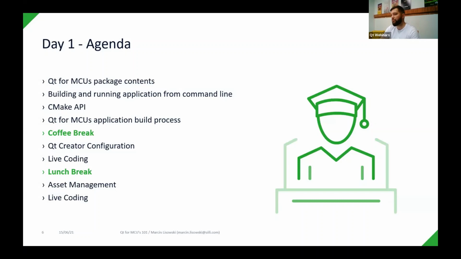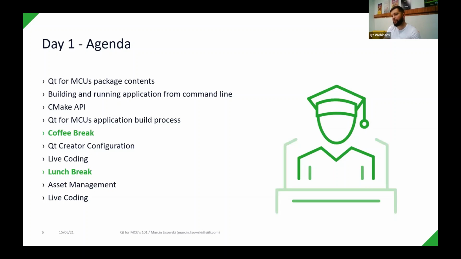Then we will see how to build and run an application from the command line, both for the desktop and for the Renesas board. After we build our first app, there will be time for going through the CMake APIs that are the default way for building projects with Qt4MCUs. We will see what is specific to Qt4MCUs and what things are used just from pure CMake.